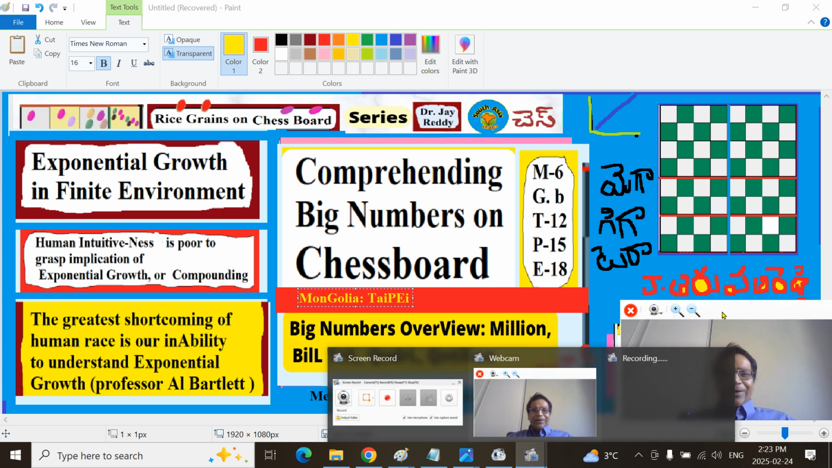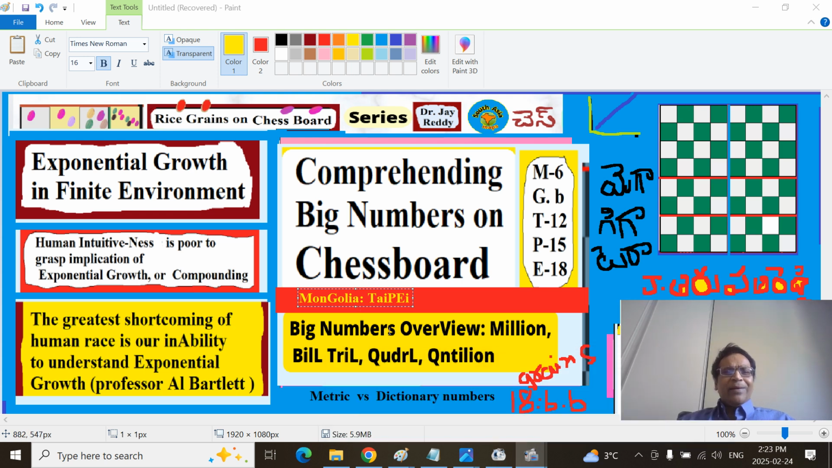Another way to remember is to think of the country called Mongolia and a city called Taipei. Mongolia is a country in the Central Asian region, north of mainland China. Mongolia: mega and giga. Million is 6, and giga, that is the big billion, is 9. Remember Mongolia, 6 and 9.